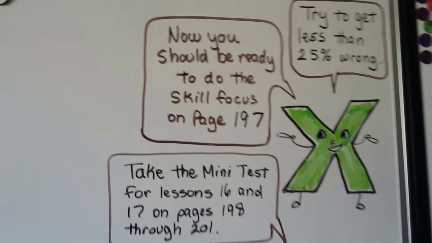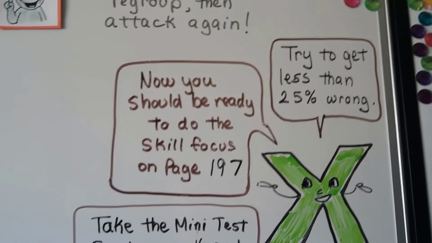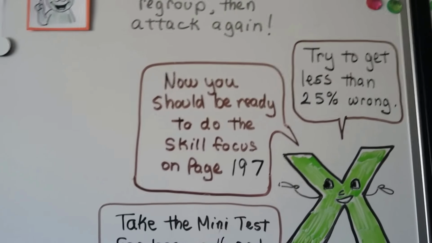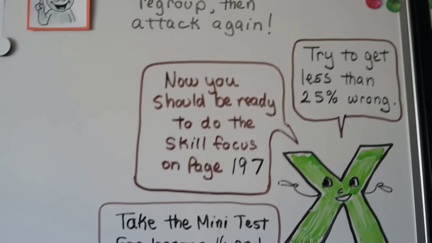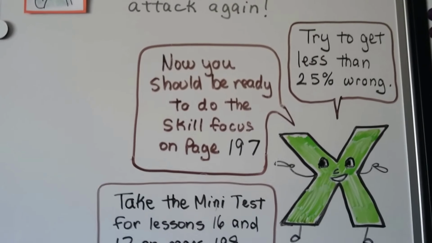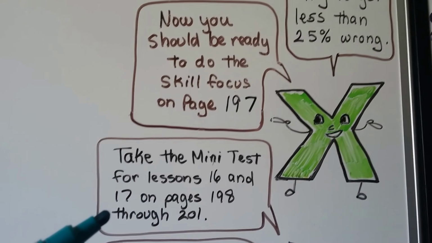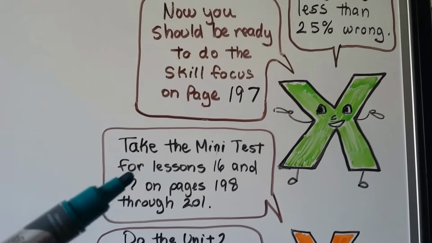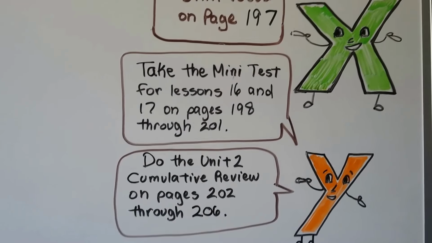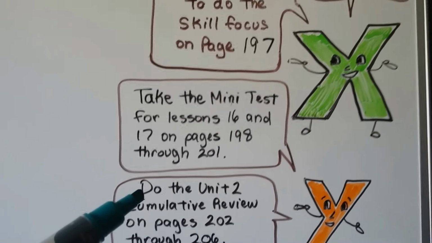So now you should be ready to do the skill focus on page 197. And whenever you're taking these tests in the book, try to get less than 25% wrong. That means you want to get a 75% score or better, all right? This would be 1 out of 4 wrong, okay, because 25% is 1/4. You can take the mini test for lessons 16 and 17 on pages 198 through 201. If you're doing okay with the skill focus, just move on to the mini test. And if you're still doing okay, try doing the Unit 2 cumulative review on pages 202 through 206 and try to get past with at least 75%.